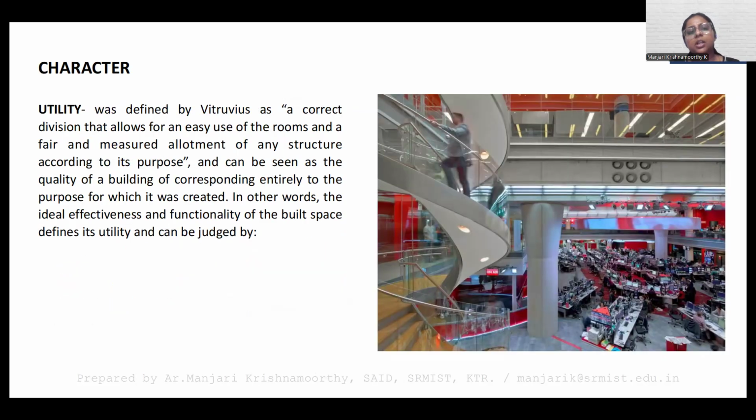Utility is nothing but a division that allows the proper usage of rooms, whatever we are building, which is exactly of the same measured allotment, where it's truly used for its purpose. Basically, in other words, the ideal effectiveness and functionality of the built space defines its utility and can be judged.